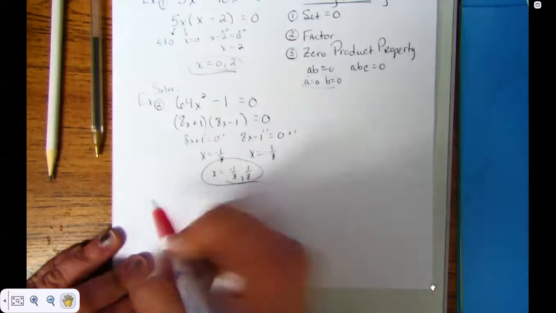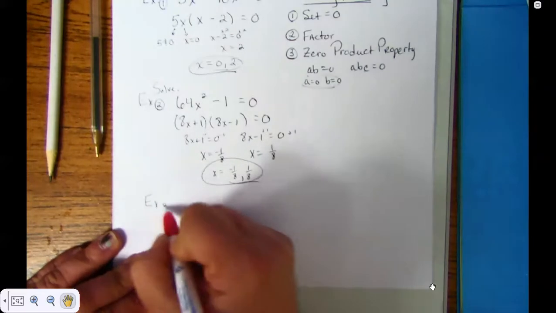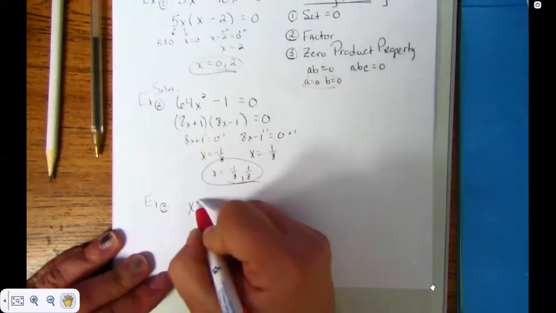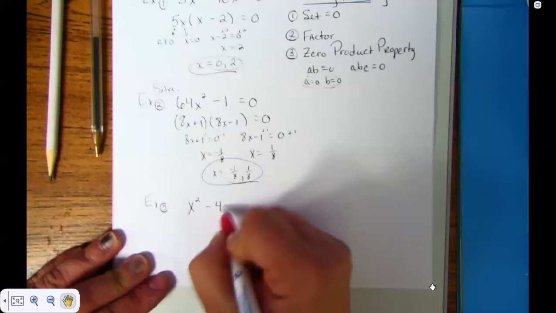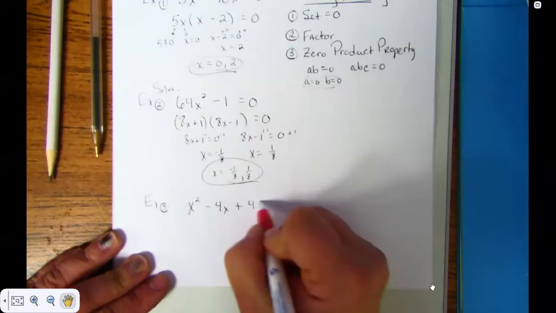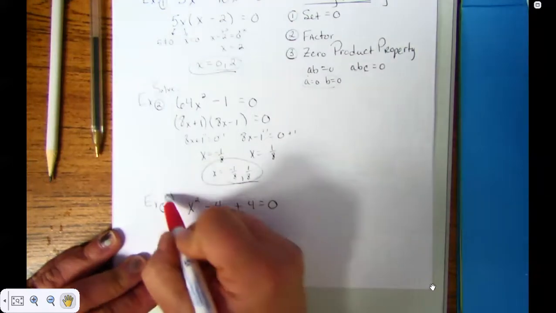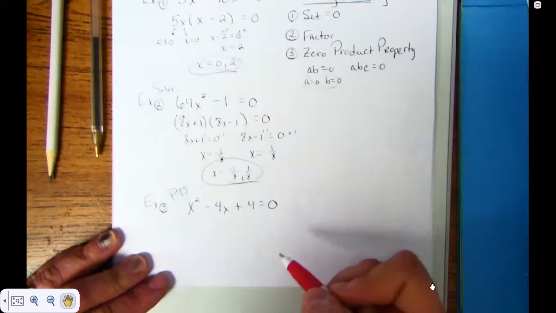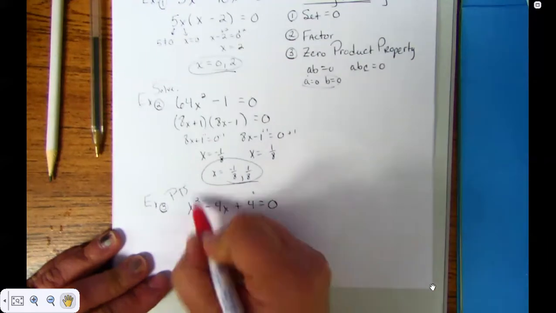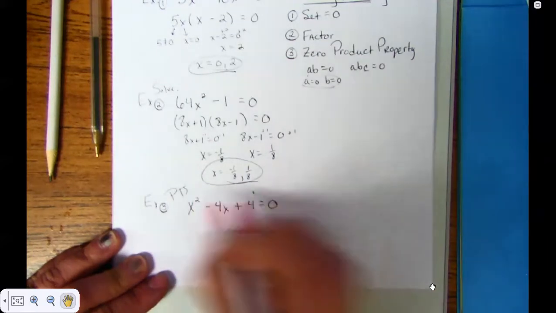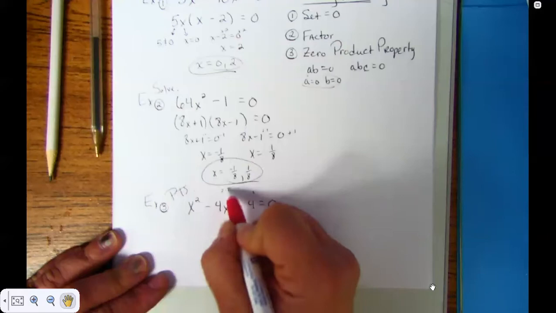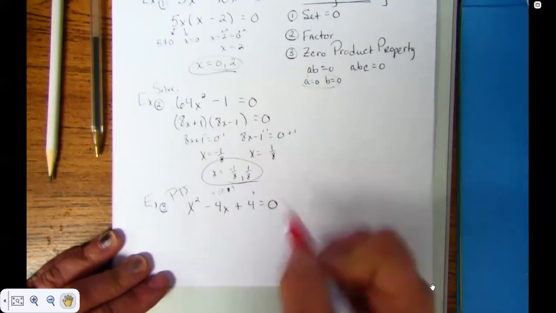The third one I would like to do for you is a very old and familiar one. X squared minus 4x plus 4 equals 0. This is your PTS. How do I know that? Oh, because the square root of 4 is 2. Square root of 1 is 1. And if you take 2 times 1 and then you double that, you get a 4.